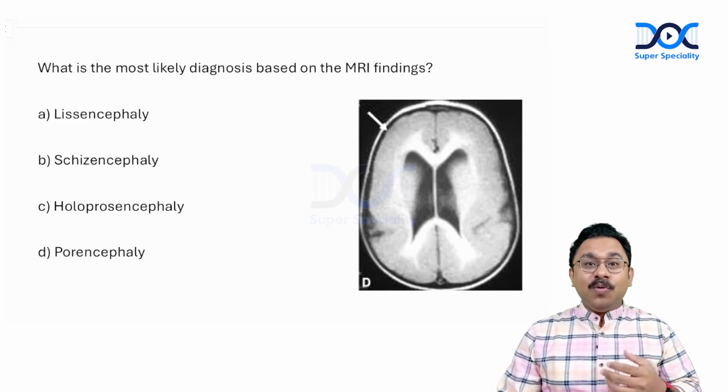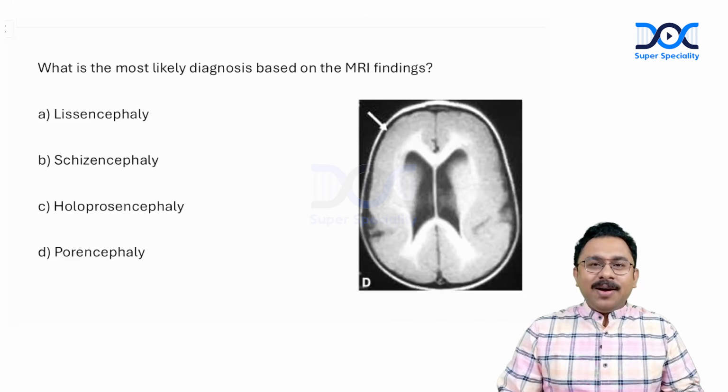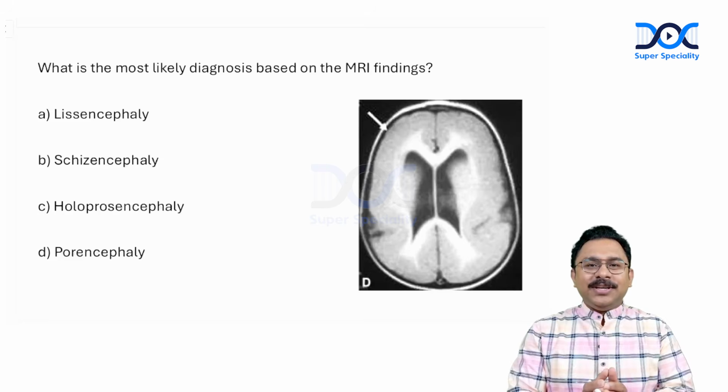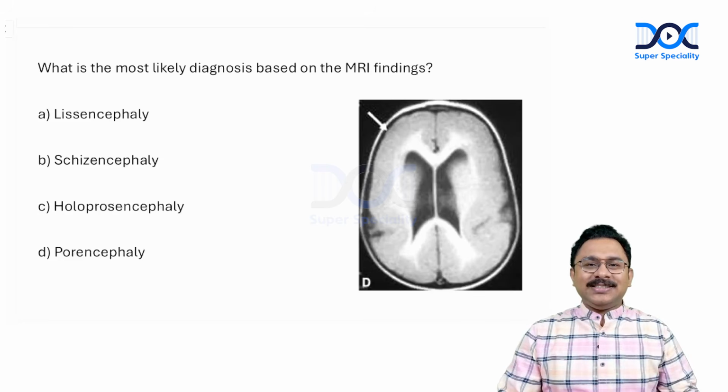What is the most likely diagnosis based on the MRI findings given? So this particular MRI axial section was given for the exam. And what were the options? Option A, lissencephaly. Option B, schizencephaly. Option C, holoprosencephaly. And option D, porencephaly. So all the four options were brain malformations. And based on the imaging findings, what do you think is the diagnosis?